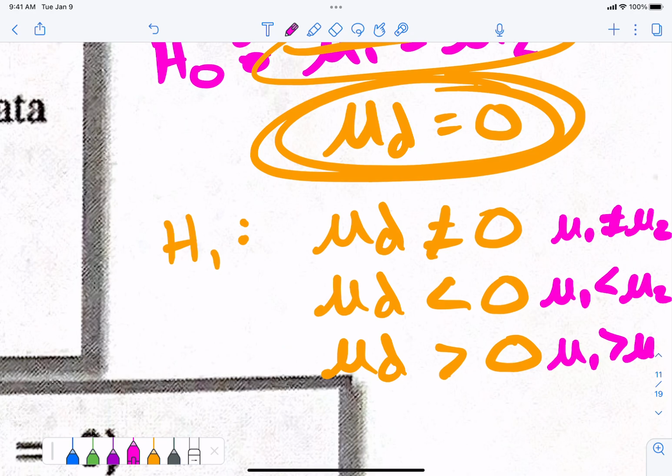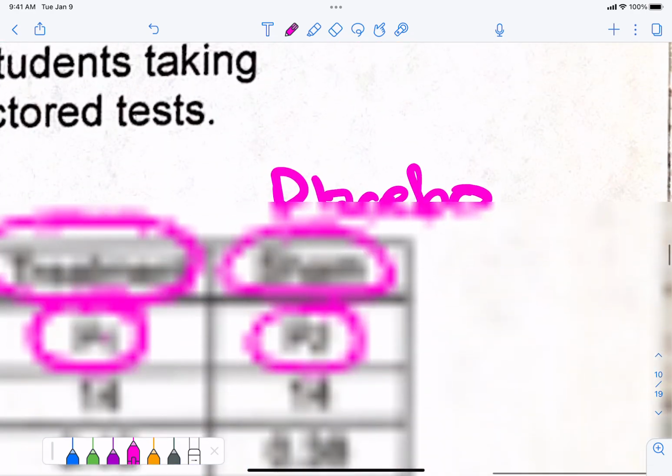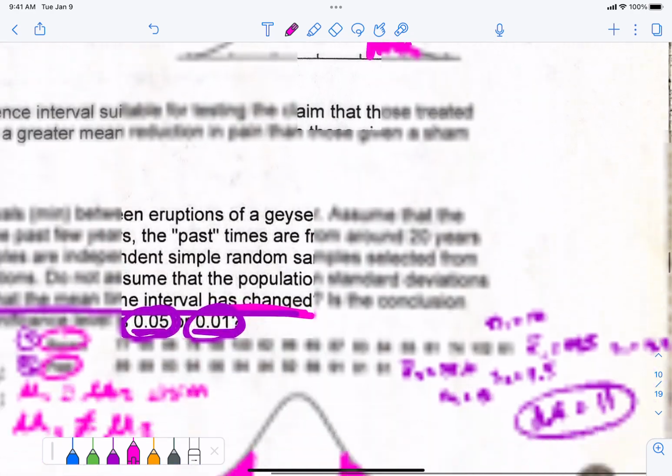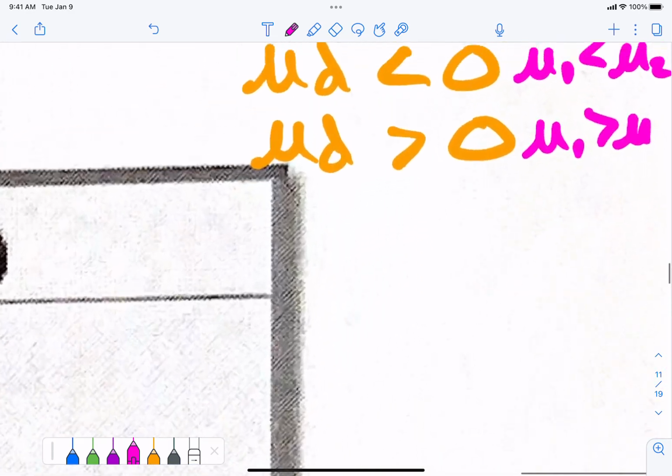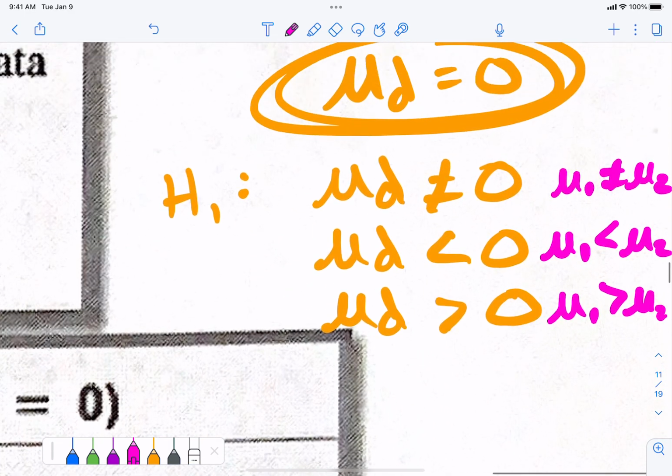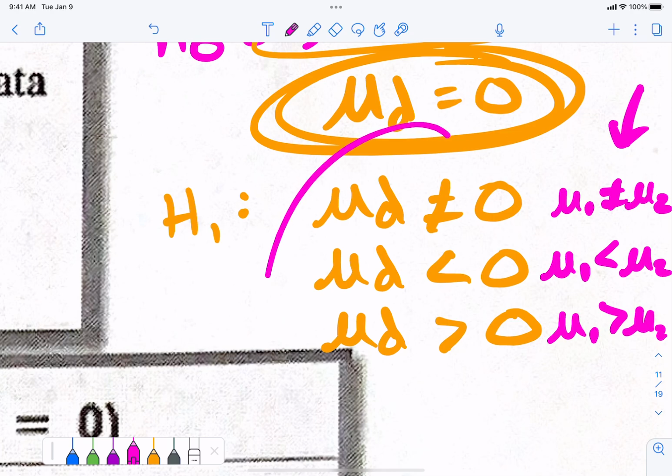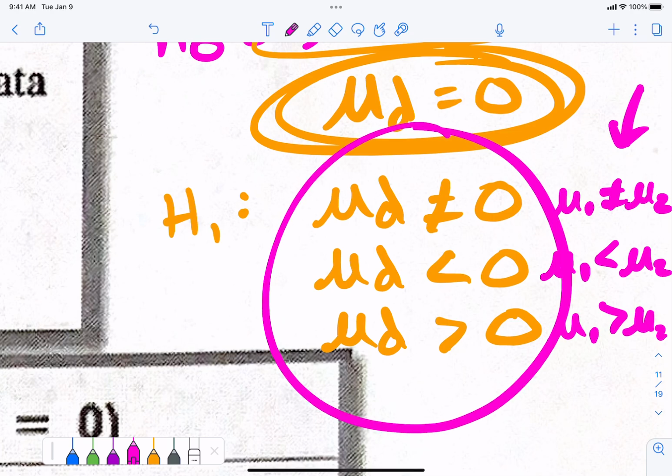So rather than saying it this way, go back. Where did I go? There we go, okay? So rather than saying it this way, we're going to say it this way instead. We're going to talk about mu d, the differences between the 2. Got it? Okay? All right.